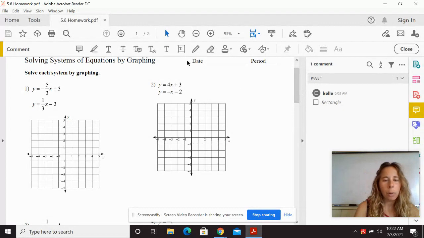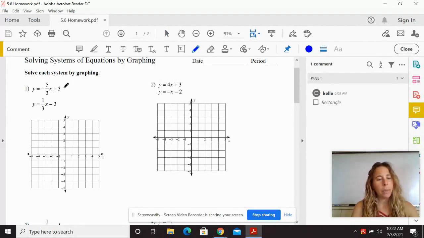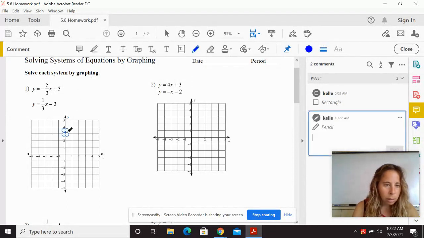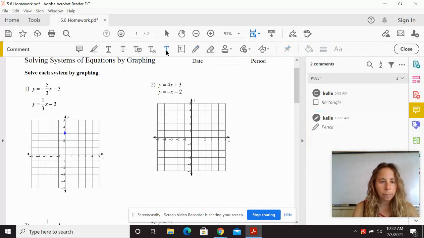Anyways, so let me grab my little pencil. We're going to graph this first line, negative 5/3 x plus 3. So start out by graphing your y-intercept. What is your y-intercept for this equation right here? 3. So we go up to 3. Now you're going to use your slope to graph the rest of the line.